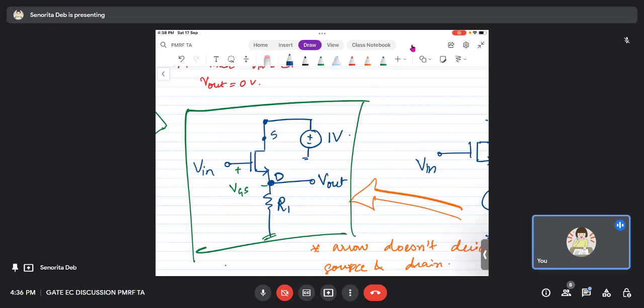And why is that happening? You can take a V out a bit higher. You can take a V out value that is higher for a higher V in. And again and again, you will arrive at a point, by intuition, where it cannot go more than 1 volt.